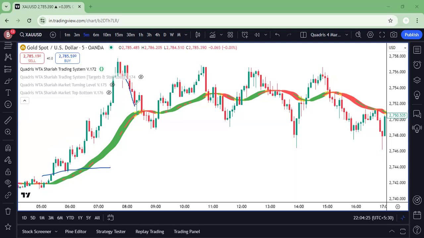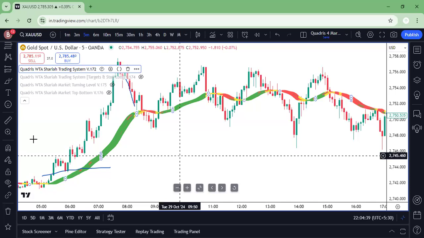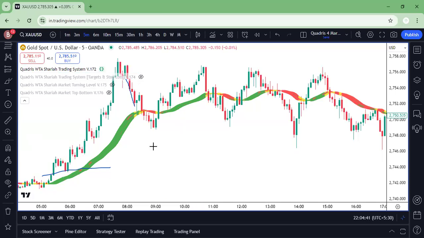So this is one thing, and this is purely based on price. Now let us see what it has to offer if I apply my Wyckoff low volume pullback. What is the purpose of this low volume pullback?